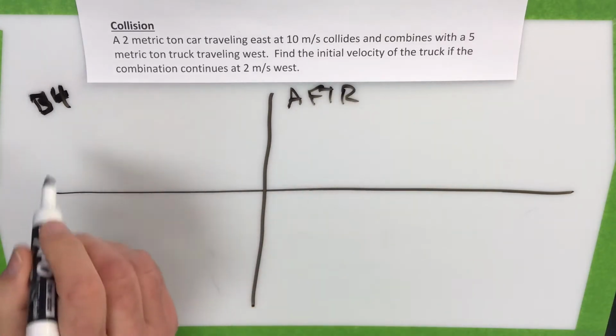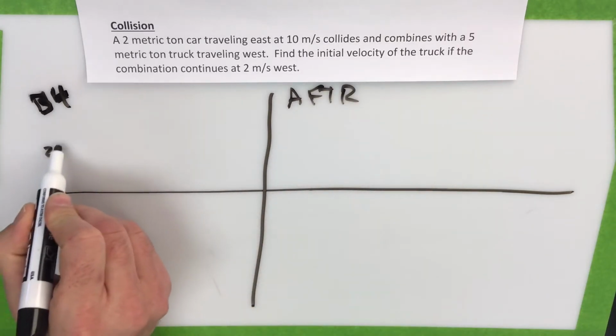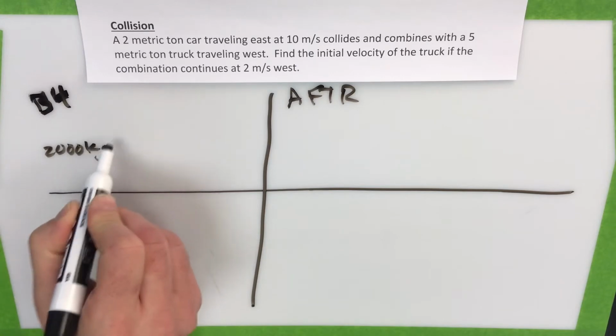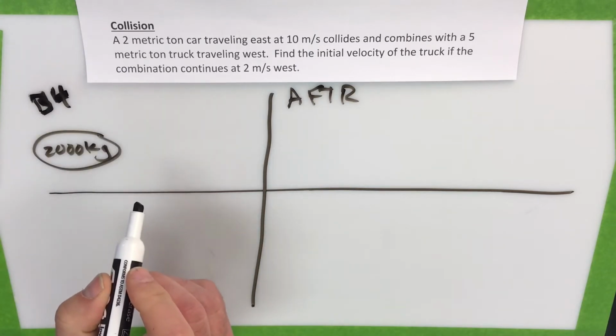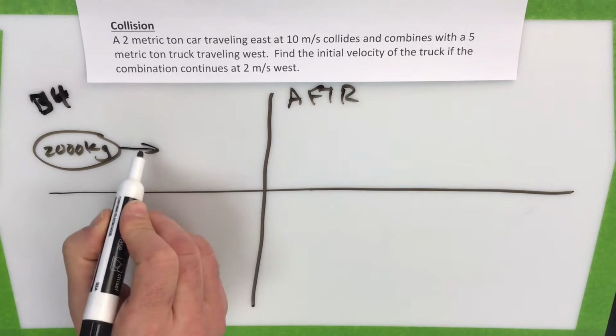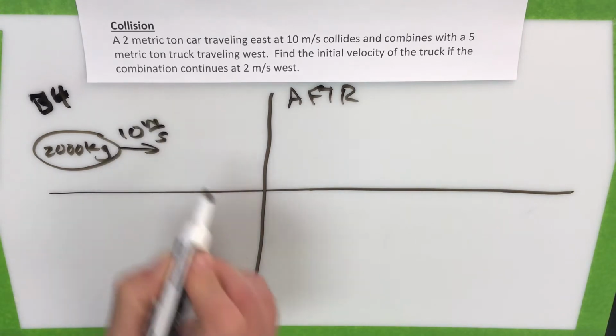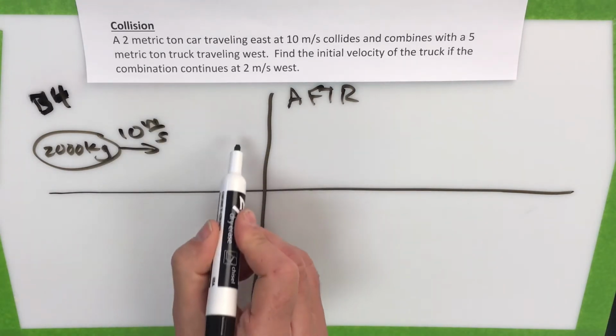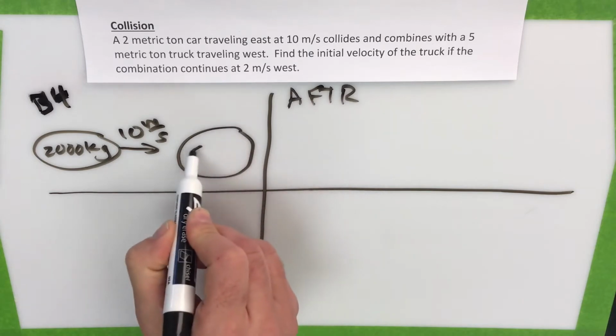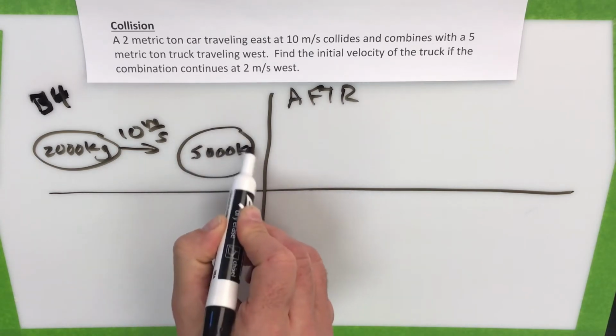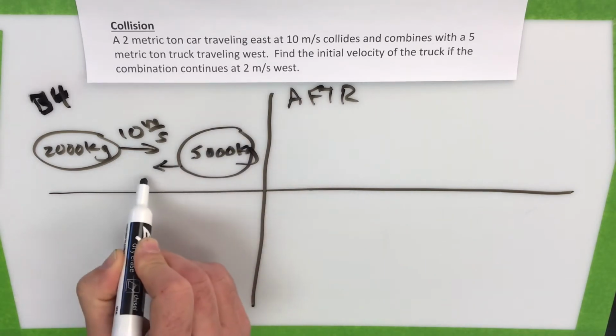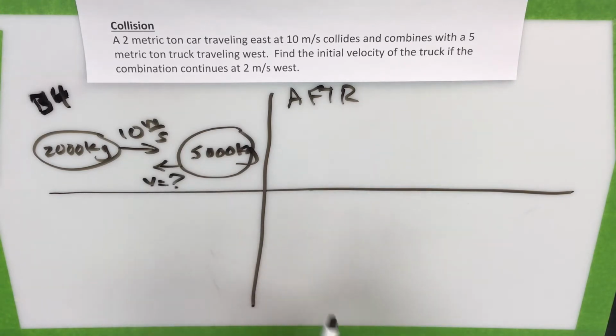So draw the before picture. You have a 2 metric ton car, 2,000 kilograms. You can be all artsy and stuff, but not exactly necessary. This is 10 meters per second. And then 5 metric ton, whew, this is a big one. So this is 5,000 kilograms. And this is the velocity that we do not know, so unknown velocity.